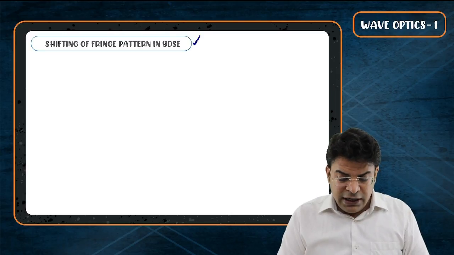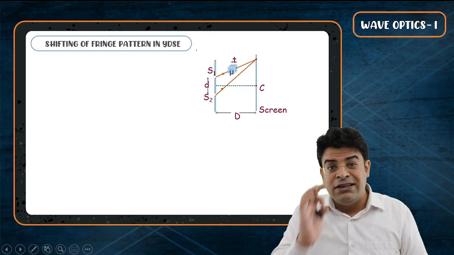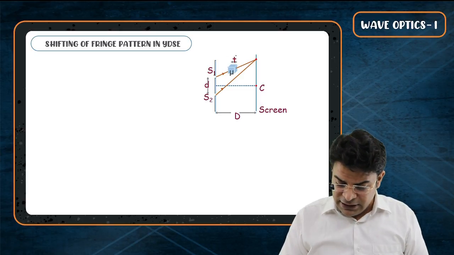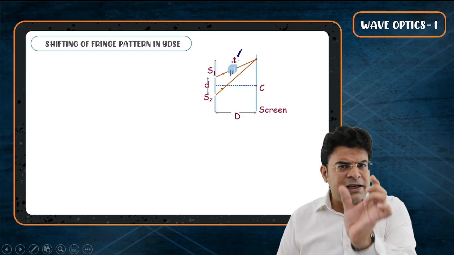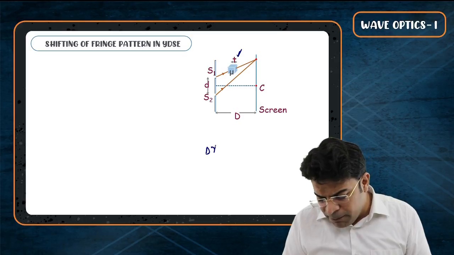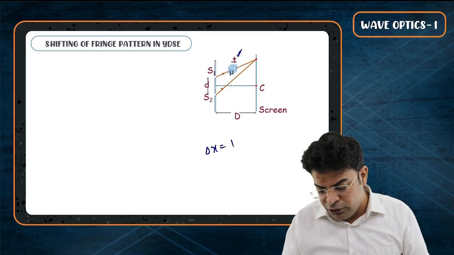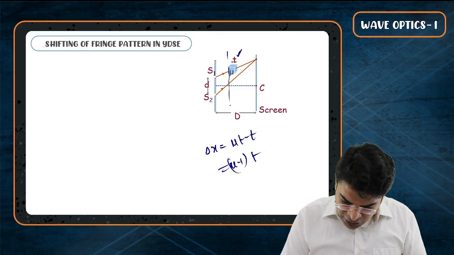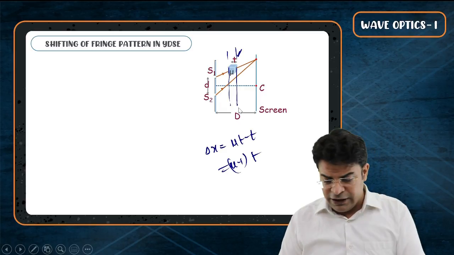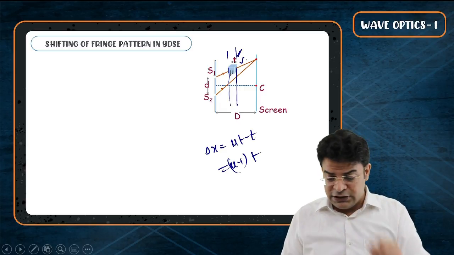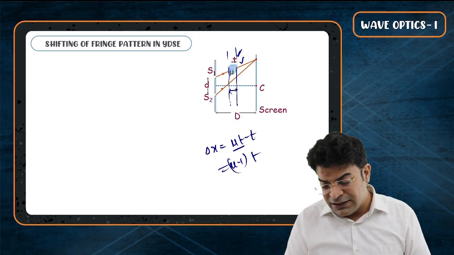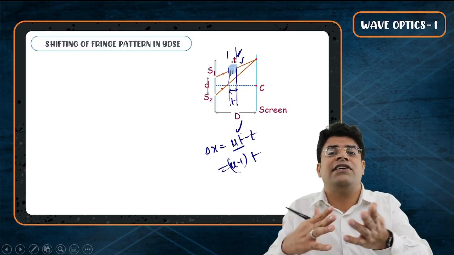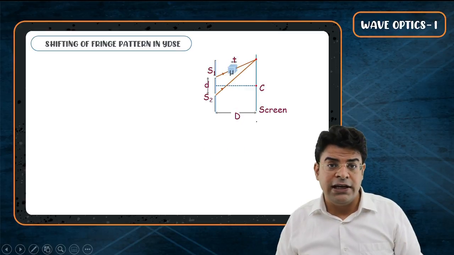Now, shifting in the fringe pattern in YDSE. So how much does it shift? Our mission is to find this distance y by which it shifts. So you can see that this medium of thickness t having refractive index mu produces a path difference between the two rays equal to mu t minus t, or mu minus 1 into t. Sir, how do you get this? Think of this much part. The first wave travels in a medium of refractive index mu, a distance t, it travels mu t. The second wave travels a distance t. So the path difference has to be the distance traveled by the first wave minus the distance traveled by the second wave. That will be mu t minus t or mu minus 1 into t.